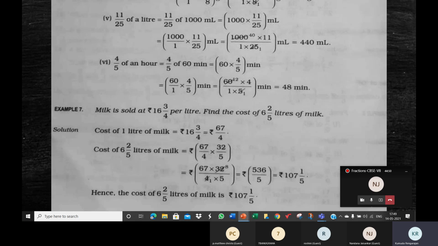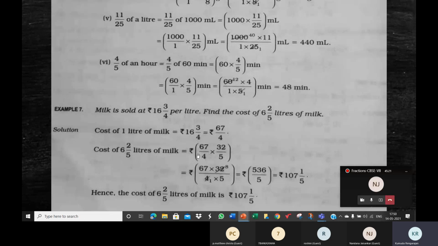You can see the steps there. Cost of 1 liter of milk is 16 3 by 4. Whenever it is a mixed fraction, you need to write it as an improper fraction. Rupees 67 by 4 is the cost of 1 liter of milk. Cost of 6 2 by 5 liters of milk: you'll have to multiply the two numbers. What is 6 2 by 5? 5 sixes are 30 plus 2, 32. 32 by 5.